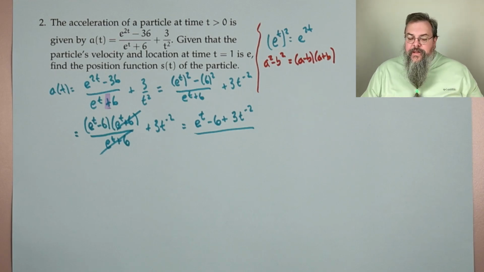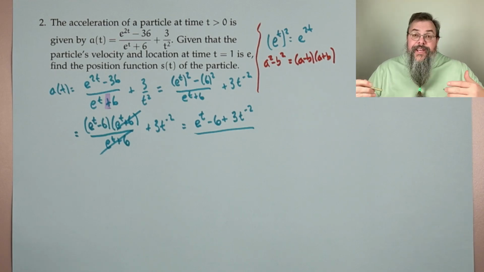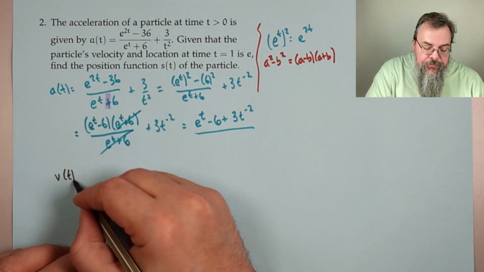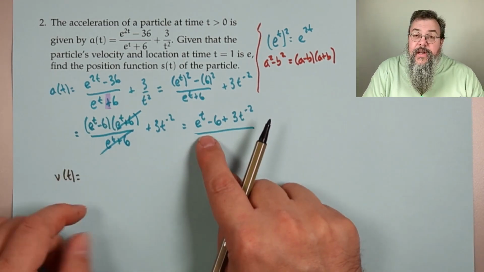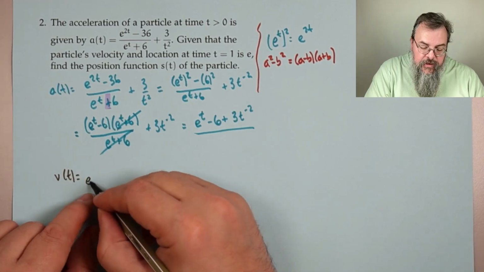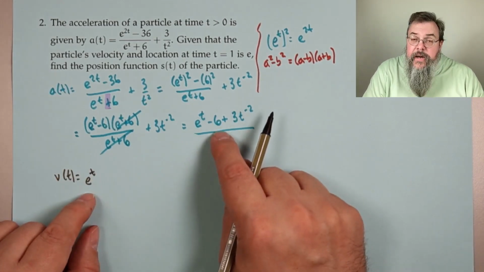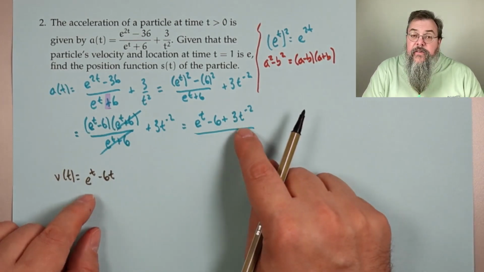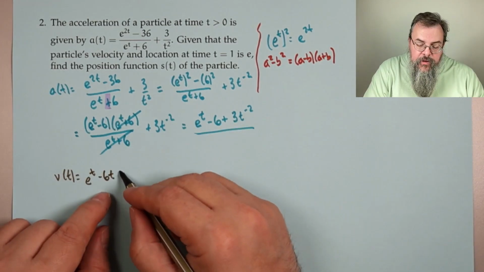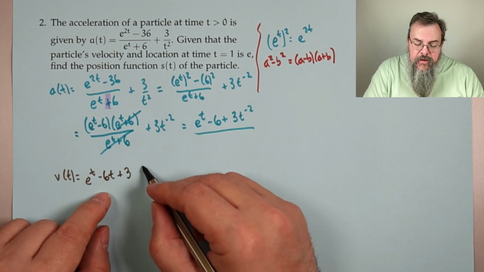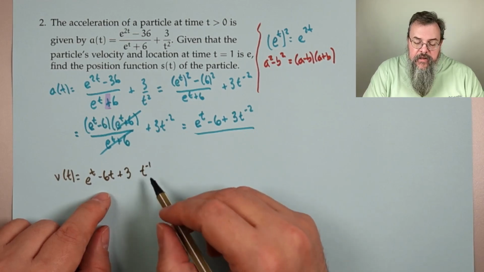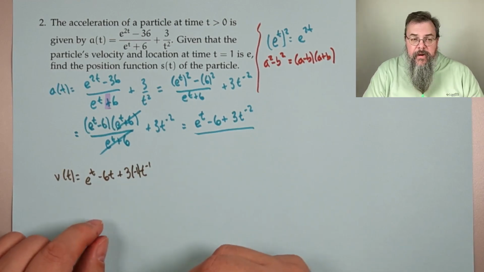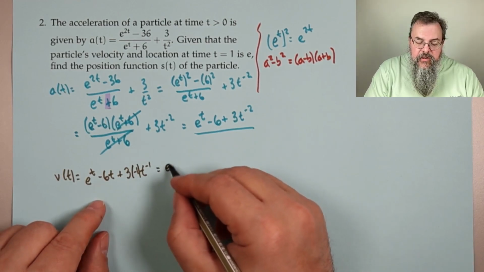Okay, so let's start. We take an antiderivative. We get velocity. So velocity: antiderivative of e to the t, e to the t. Antiderivative of minus 6, minus 6t. Antiderivative of 3t to the minus 2, well, the 3 comes along for the ride. Then you add 1 to the exponent, t to the minus 1, divide by minus 1. That's the same as multiplying by minus 1. So that's e to the t.